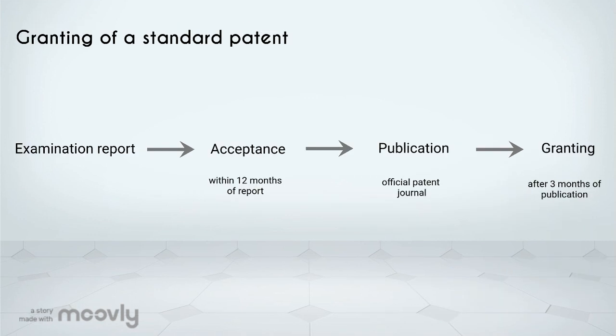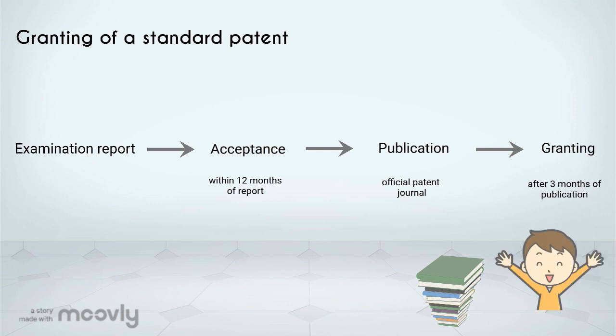Within 12 months of this report, the applicant must respond to the examiner by accepting the patent or providing further information if the patent is rejected. Upon acceptance, the patent will be published in the official journals of patents. Within 3 months of this publication, the patent will be available for third parties to object to the patent. After this period, the patent is granted and will be enforceable.